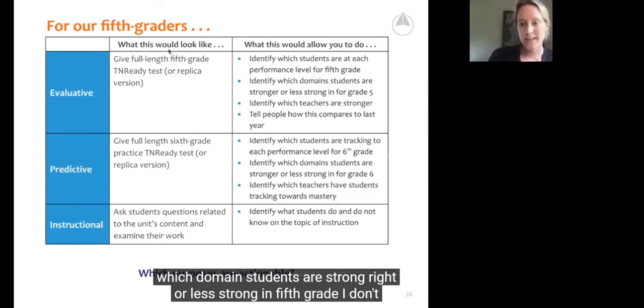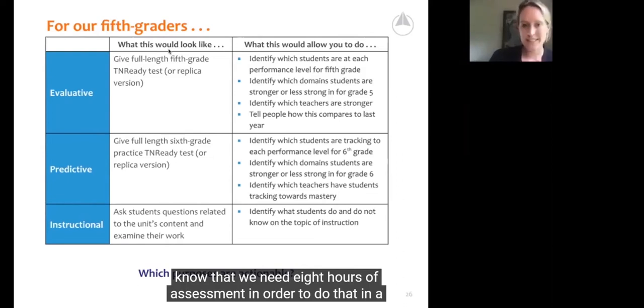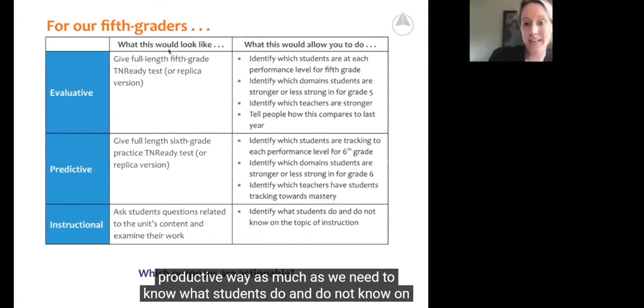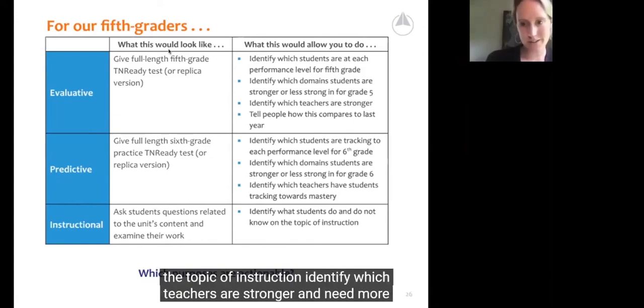Identifying which domains students are stronger at or less strong in fifth grade. I don't know that we need eight hours of assessment in order to do that in a productive way, as much as we need to know what students do and do not know on the topic of instruction.